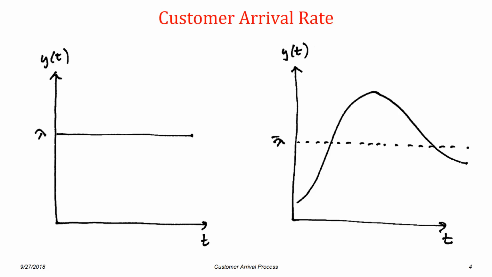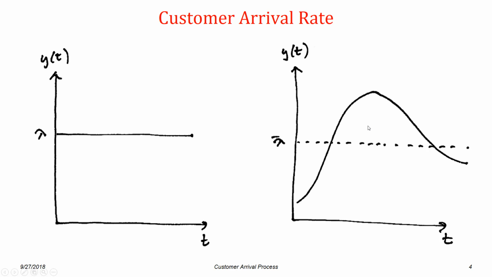If you think about the customer arrival rate over time, what I have here is two different examples. The one on the left is on time, and then I have Y(t), which would be the customer arrival rate. And so this would be a stationary arrival process where customers arrive at the rate lambda through the entire time period. On the right side is a non-stationary process where the customer rates start off small and then gradually build up and then taper off.